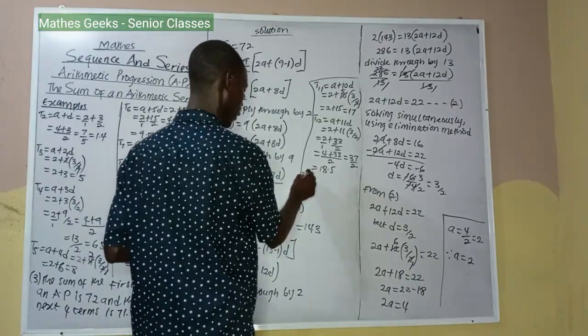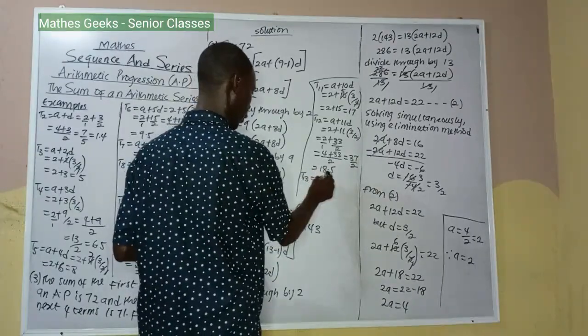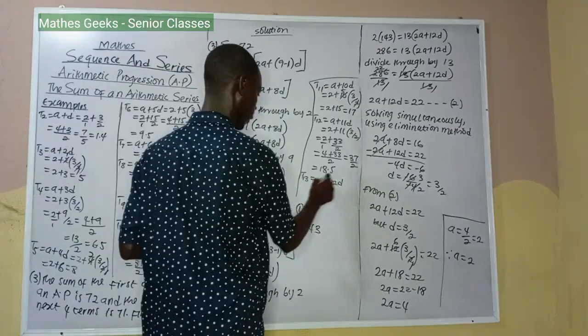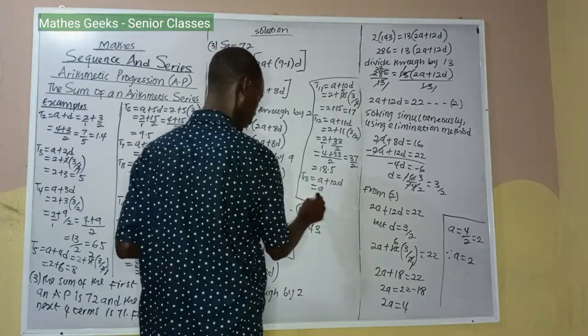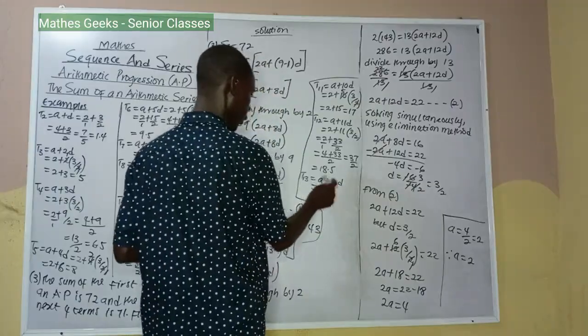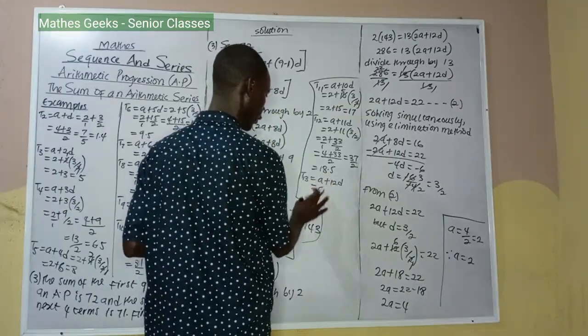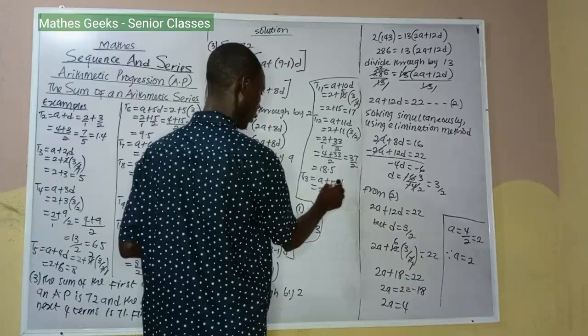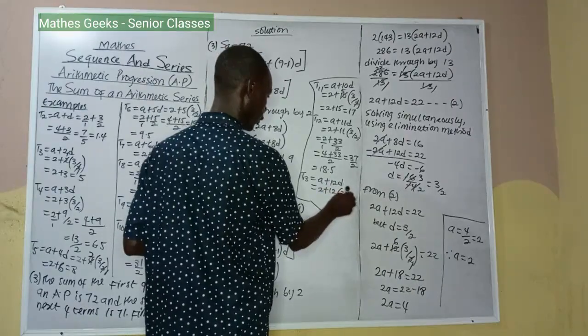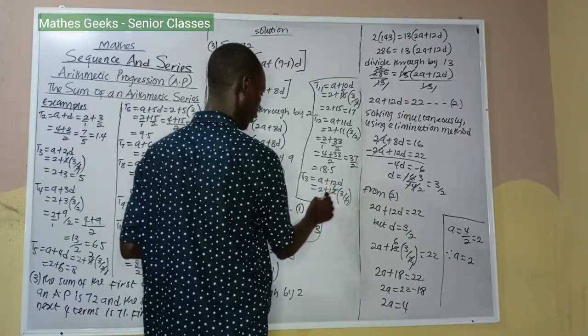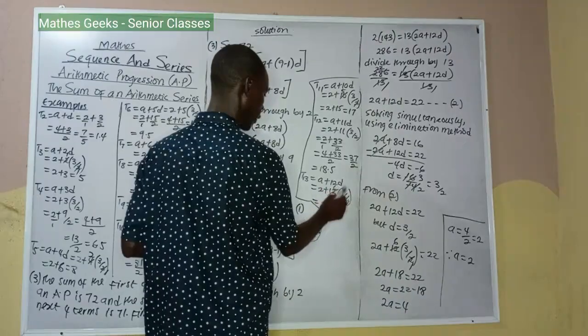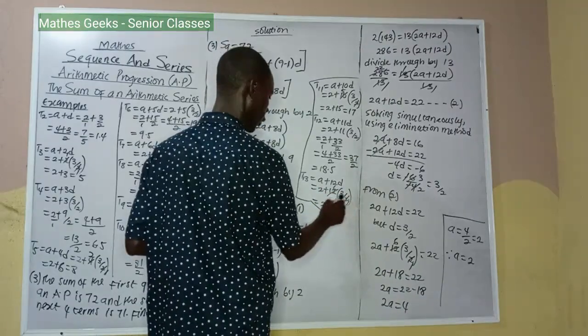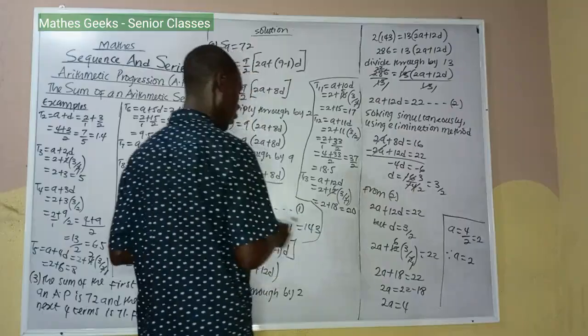And T13 is equal to A plus 12D. A is 2, plus 12 times 3 over 2. 2 here 1, 2 here 6. 2 plus 6 times 3, 18. 2 plus 18 is 20.